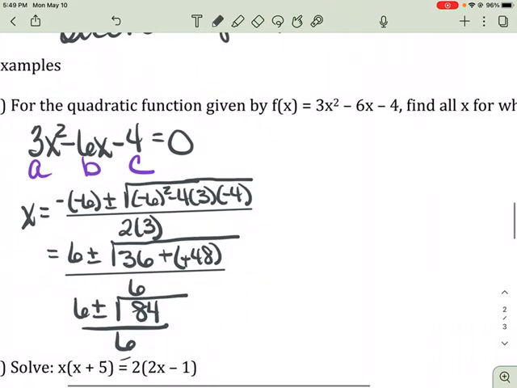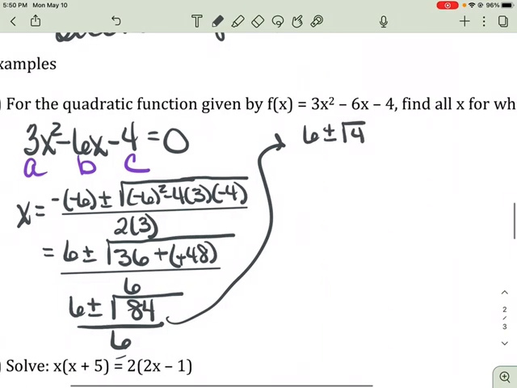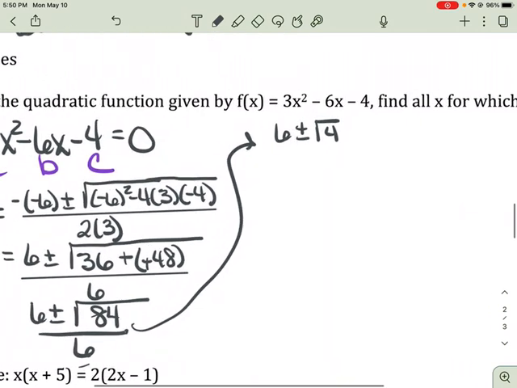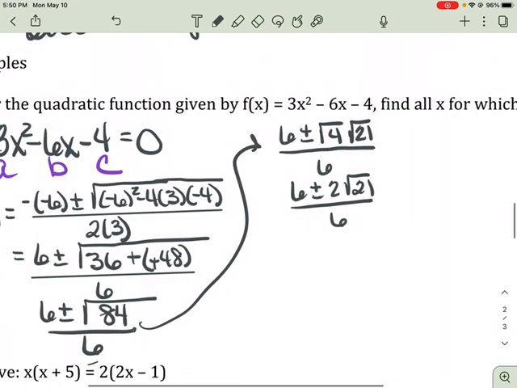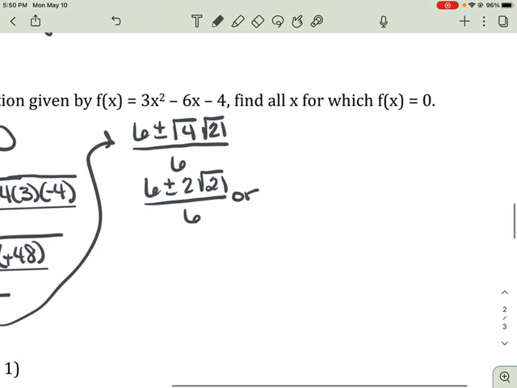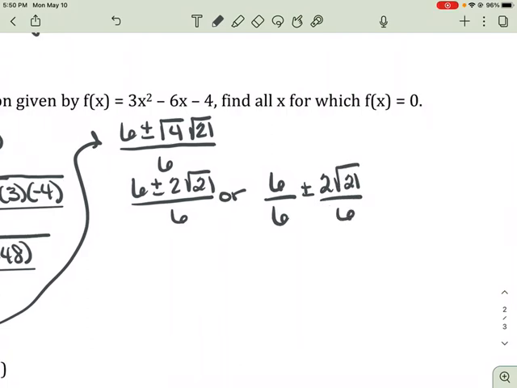So we're going to get 6 plus or minus the square root of 4 times the square root of 21, whole thing over 6. So 6 plus or minus 2 square root of 21, all over 6. You can leave it like that, or we can put the 6 underneath each individual term and simplify each individual fraction. So this becomes 1 plus or minus the square root of 21 over 3.